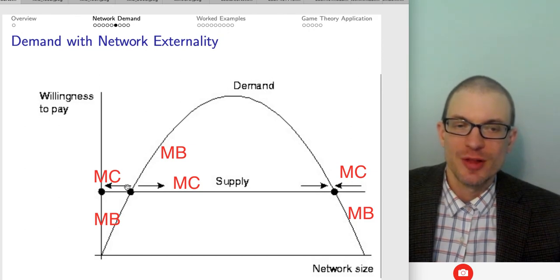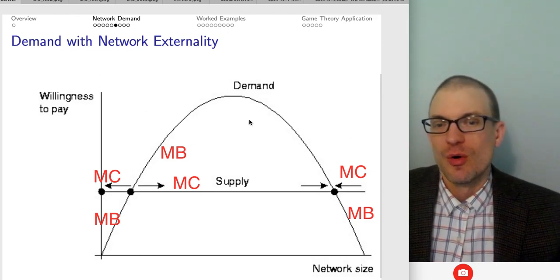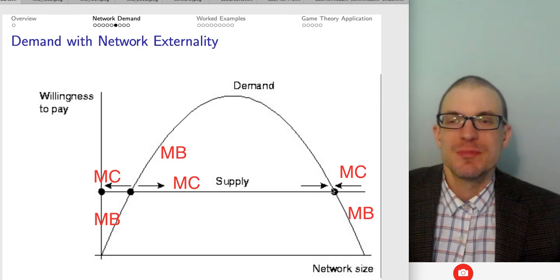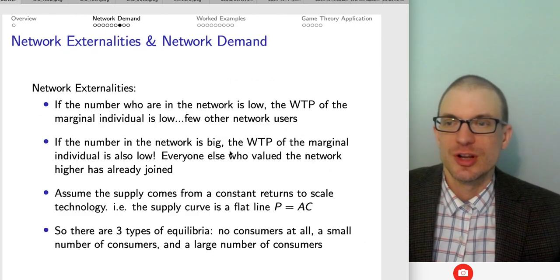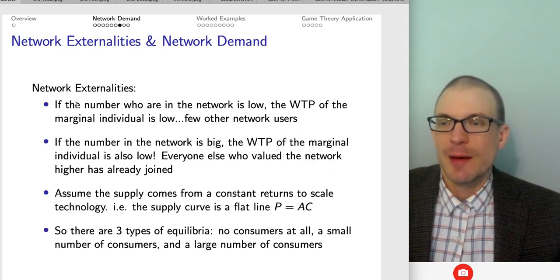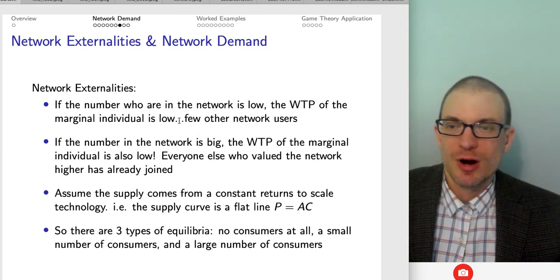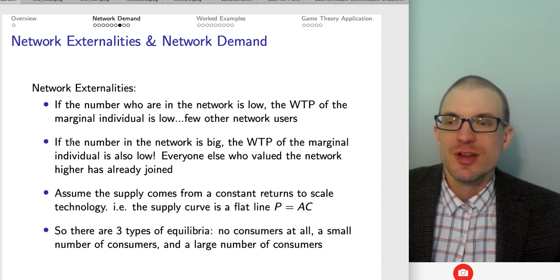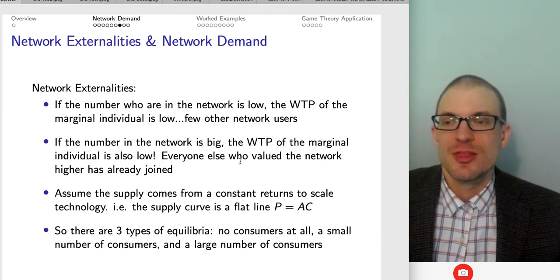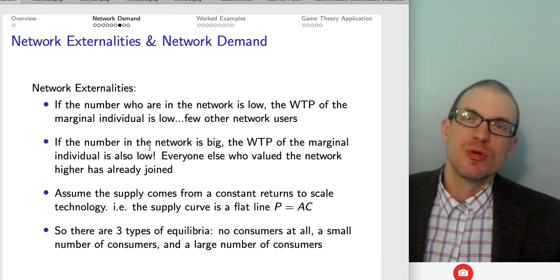You're probably going to get the small network either collapsing to 0 or rising up to the large network and then being stable once you get a critical mass. So that's captured here. If the number who are in the network is low, the willingness to pay of the marginal individual is low because there are few other network users. If the number in the network is big, the willingness to pay of the marginal individual is also low. Why?